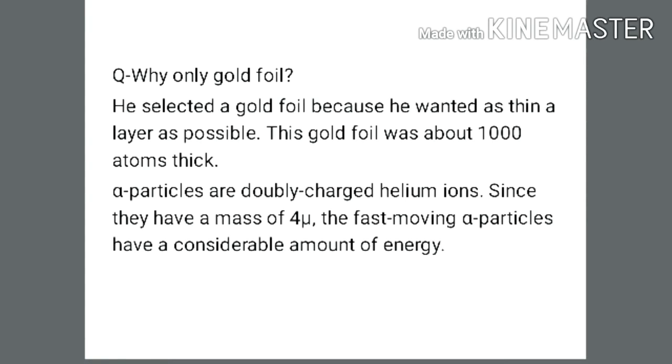So guys, don't you think, why did he take only gold foil? He selected gold foil because he wanted it as thin as possible. This gold foil was about 1000 atoms thick. Alpha particles were doubly charged helium ions since they have a mass of 4 u. The fast moving alpha particles have a considerable amount of energy.